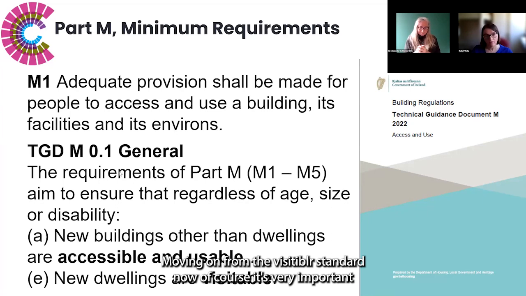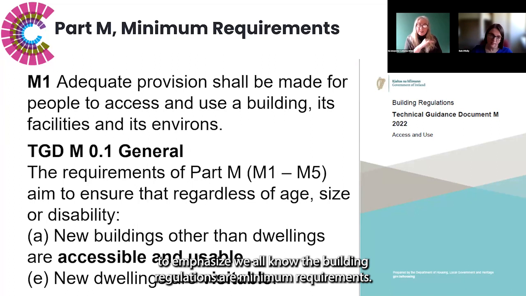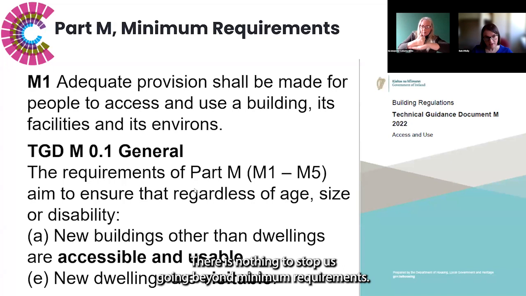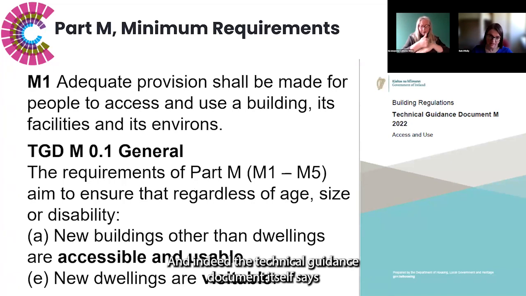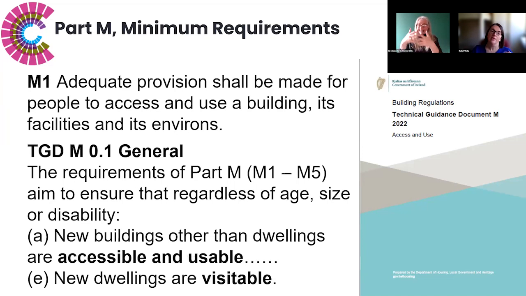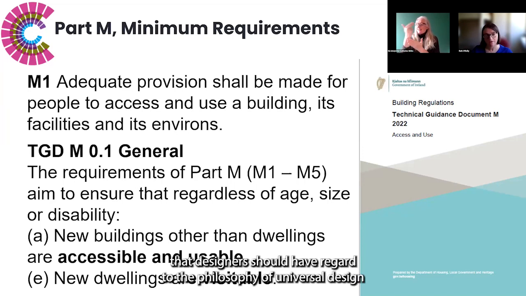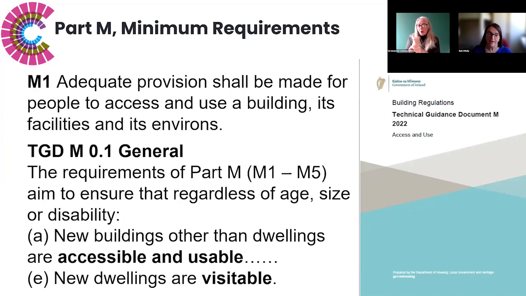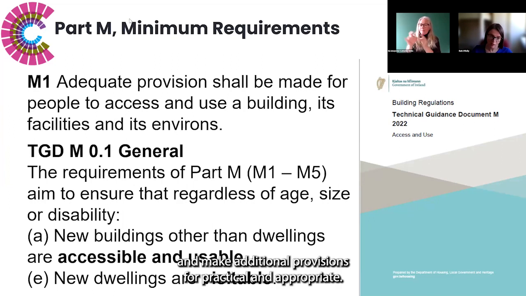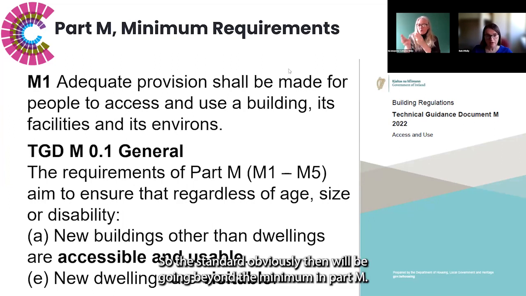Now, of course, it's very important to emphasize, we all know that building regulations are minimum requirements. There's nothing to stop us going beyond minimum requirements, and indeed the technical guidance document itself says that designers should have regard to the philosophy of universal design and make additional provisions where practical and appropriate. So the standard will be going beyond the minimum in Part M.